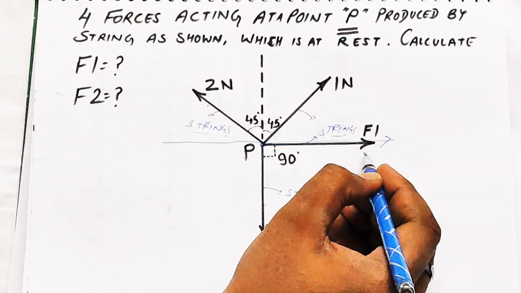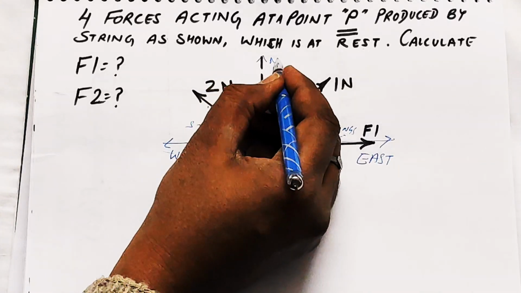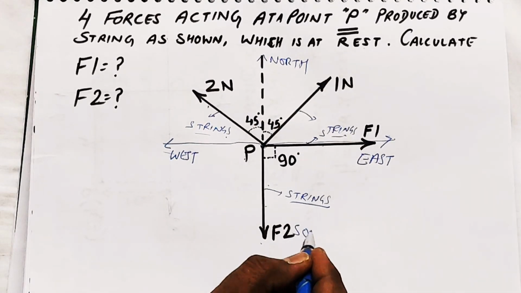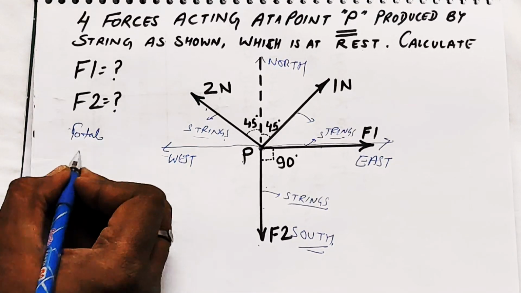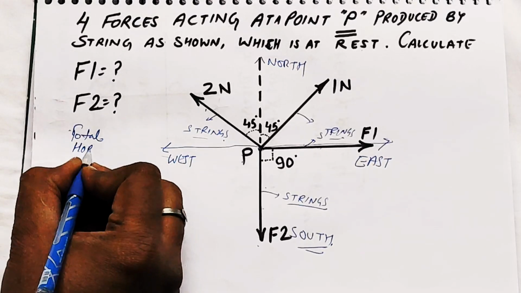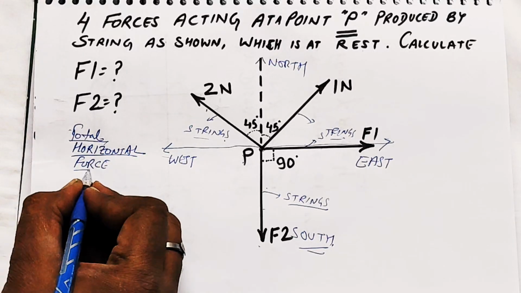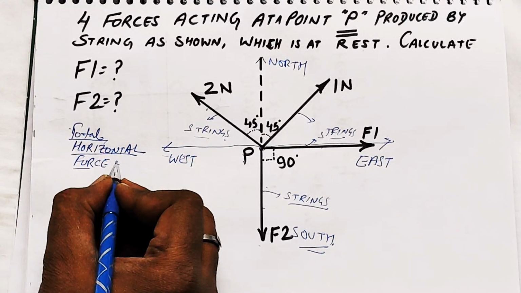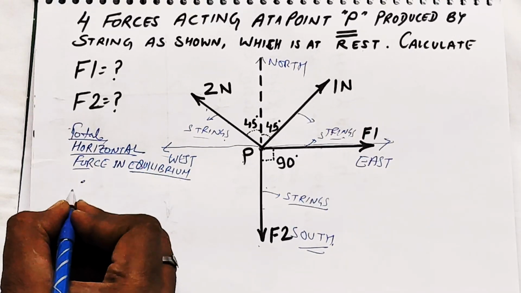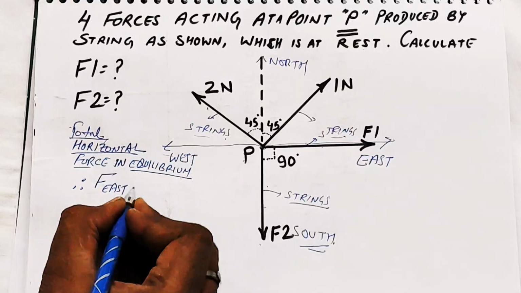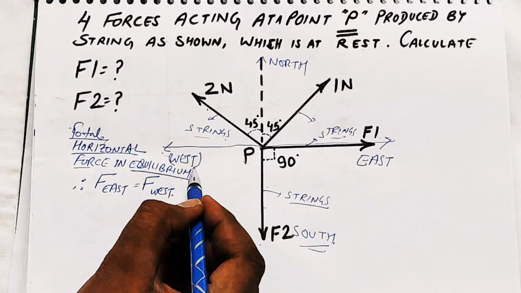Just like an x and y axis, just extend it. To the right, towards plus x, it's east, and towards minus x it's west. In the plus y it's north, and in the minus y direction it's south, right? The main concept we will apply here is that the total horizontal force will be in equilibrium, that means they balance each other. So the forces acting into the east will be equal to the forces acting into the west. Forces acting into the north will be equal to forces acting into the south.